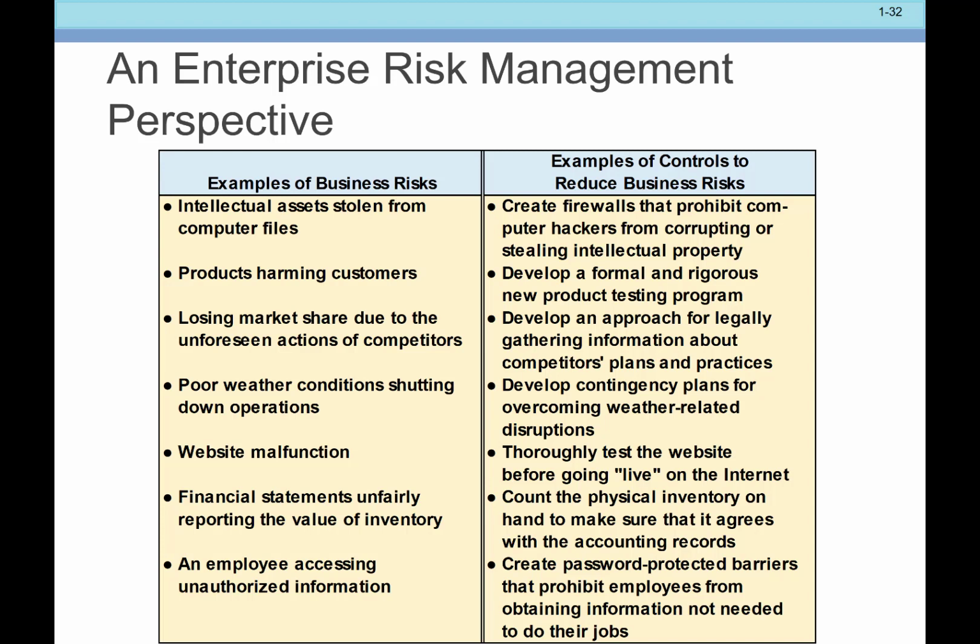Lockbox function is where an entity will hire a bank to collect their cash receipts, and the bank updates the client's records directly, okay? And the federal government uses a lockbox system. When you file a tax return and you have to pay, your tax return will go to a different place than if you have a refund coming.